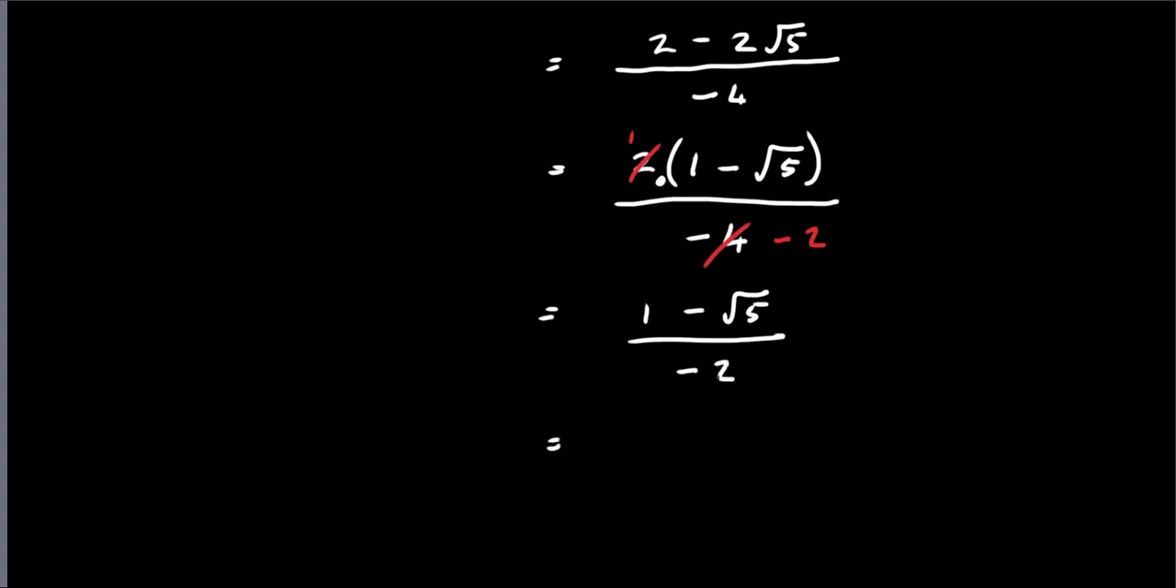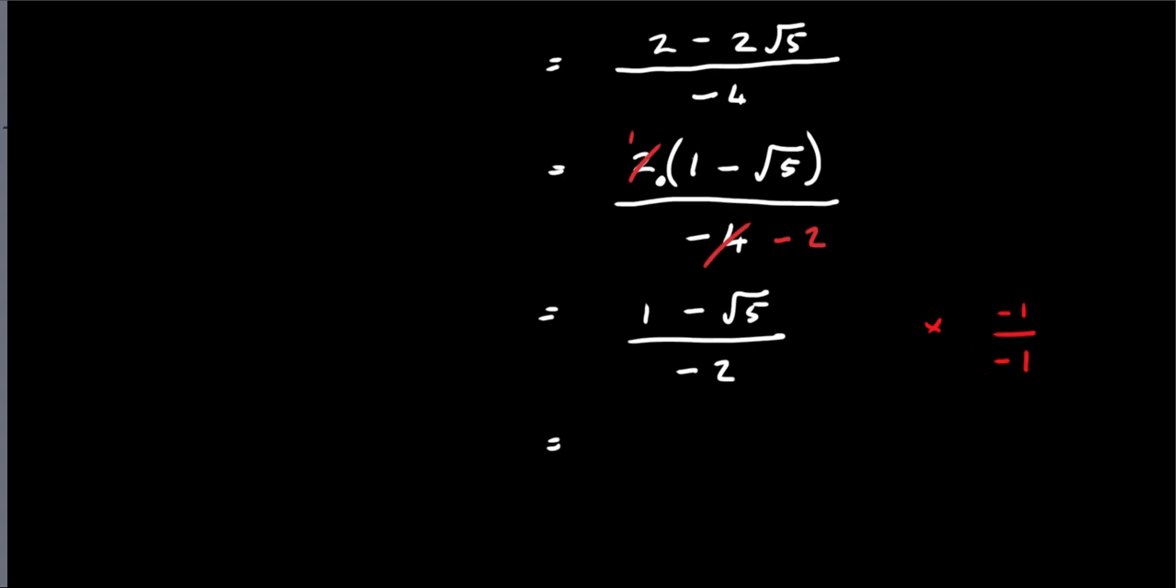What I like to do, I don't like the fact that this is leading here on the bottom with a minus. So what I'm going to do here is just multiply the top and the bottom by minus 1 over minus 1. So again, I'm just multiplying by 1. Anything divided by itself is just 1.